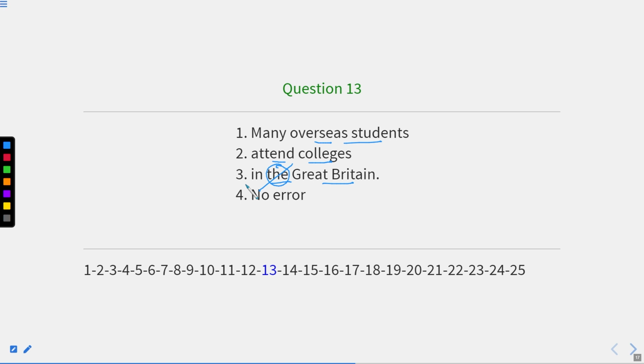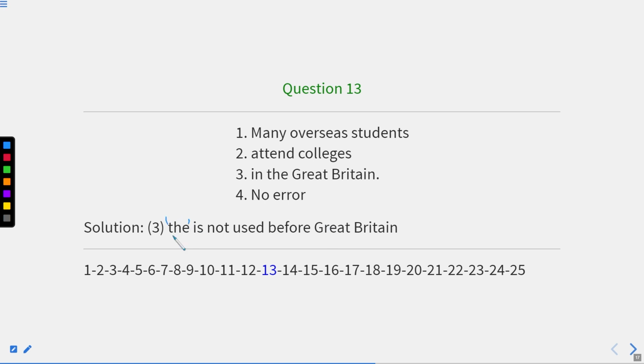As you can see, before Bharat or India, do we use any article? No way. Before the name of the country or the nation or the continent, we need not use any article. Therefore, here the should be removed from part third of the sentence. Overseas means the students who are, you can say, beyond this sea. The is not used before Great Britain.